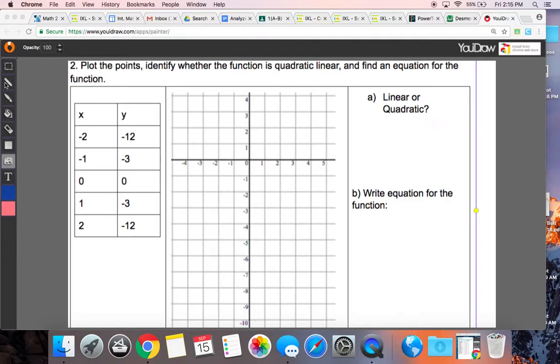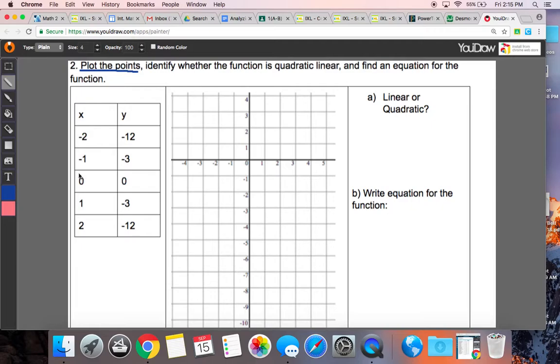For your quiz on Monday, you might get a question where you're asked to plot the points. So we'll start by plotting 0, 0, which is at the origin. Then you'll be asked to plot 1, comma, negative 3. To plot that, I start at the origin, and then I go 1 to the right and 3 down.